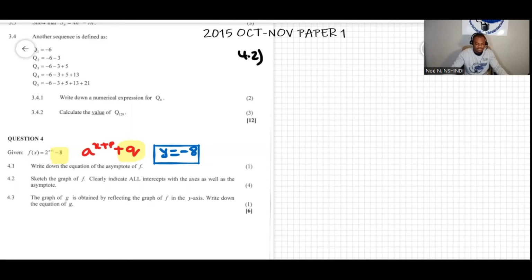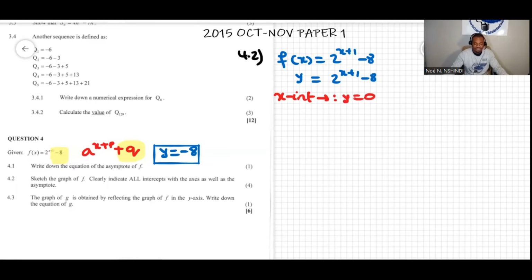So I'm going to do this. f of x is given by 2 to the power of x plus 1 minus 8. Okay, f of x is just y, so we substitute that by y. Now, to find the x-intercept means make y equal to 0. So we substitute y by its value, which is 0, and then it's going to be 0 equal to 2 to the power of x plus 1 minus 8.